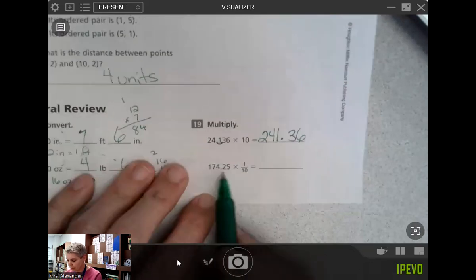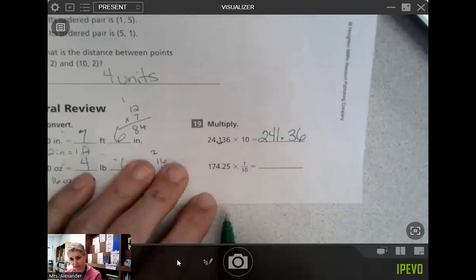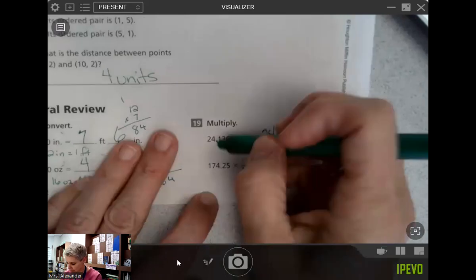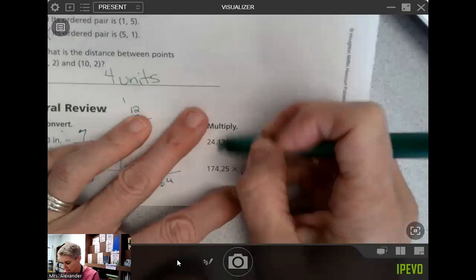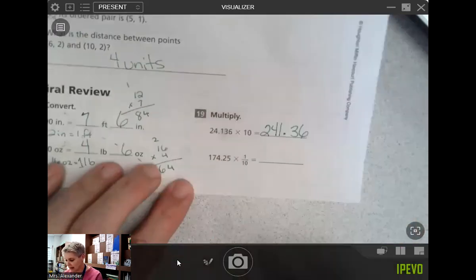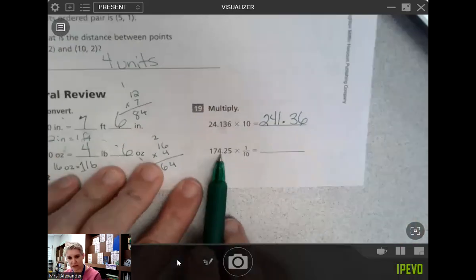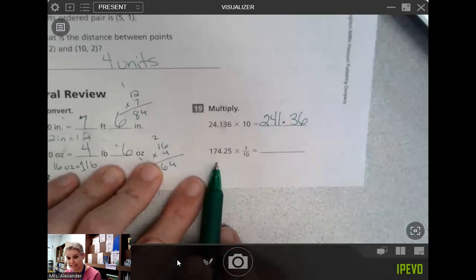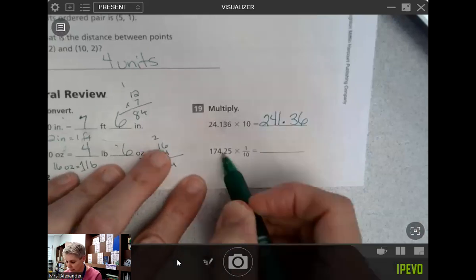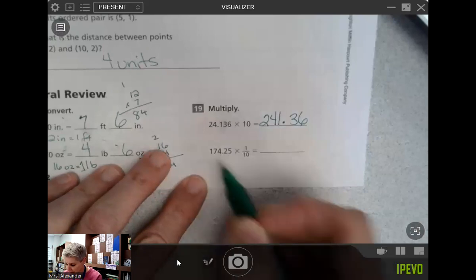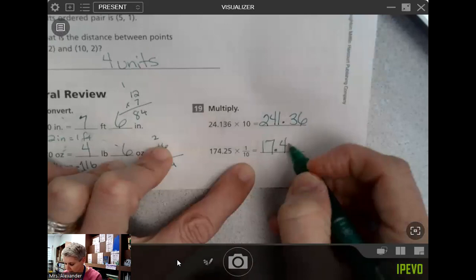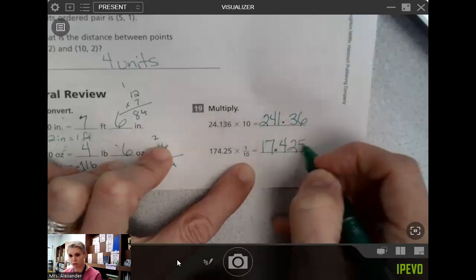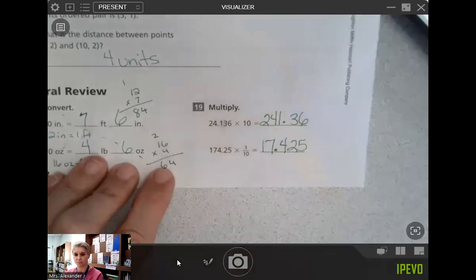If we multiply and we say 1/10 of, so we have done this. I saw those decimals and multiplying. I thought, oh, not yet, but we have done this much. 1/10 of, is my number going to increase or decrease? If I have 1/10 of, it's going to decrease. My decimal will move to the left. So instead of 174 and 25 hundredths, I will have 17 and 425 thousandths.